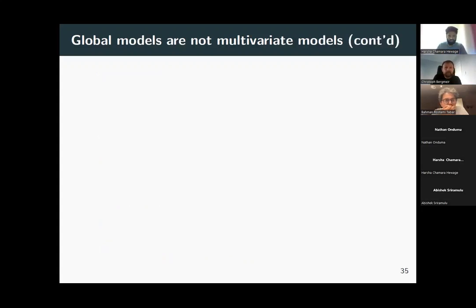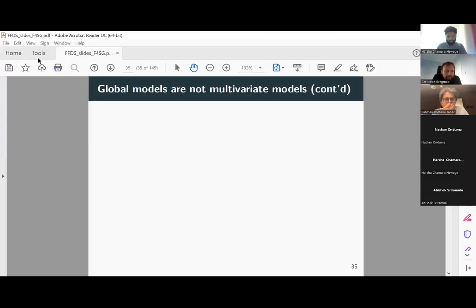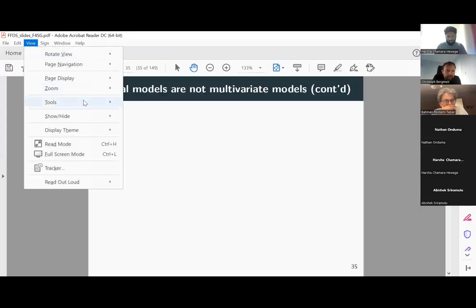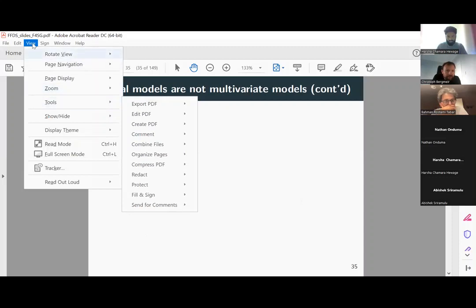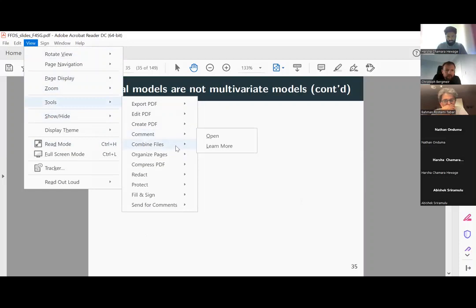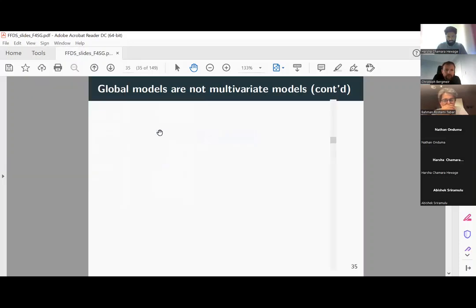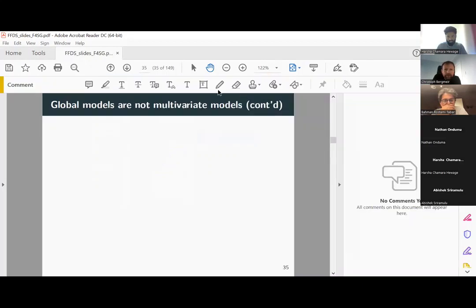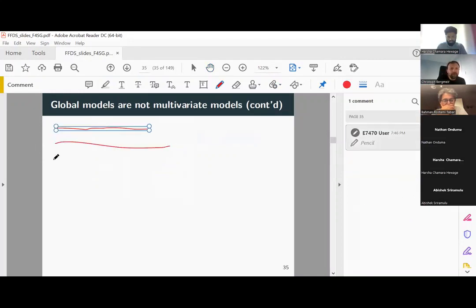But let's see if I can actually do this. I wanted to paint here a little bit. Okay, so I think that's what always helps me to understand. So let's say these are all your time series.